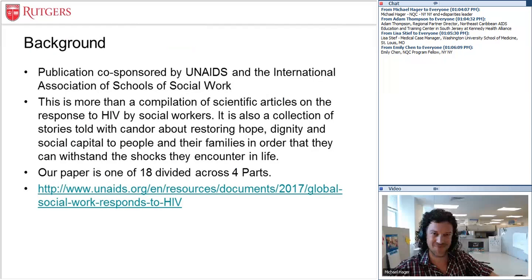So that's just a quick background. Michael discussed it. Every year I go to HIV and social work. It's a really great way to talk to case managers and see how people are doing this work in other parts of the country. And as part of that, I was invited by Vincent Lynch, who puts that conference together, to think about if we wanted to submit a paper for the International Association of Schools of Social Work with UNAIDS. They did a joint publication this year to celebrate World AIDS Day.